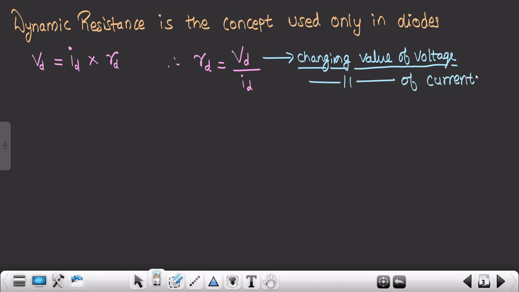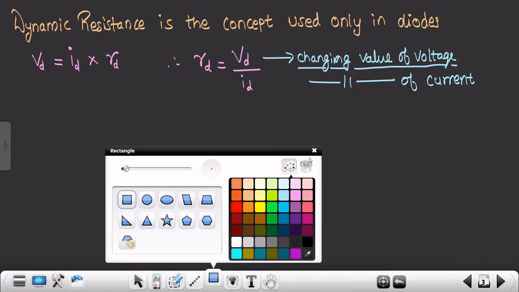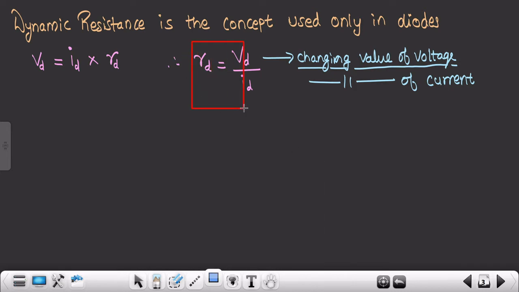So that means we can change the value of resistance by changing the value of voltage and current. I hope you are getting my point. Just a second, let me highlight it with the help of one box. So that means we are providing unstable voltage and unstable current. I hope you are getting my point.